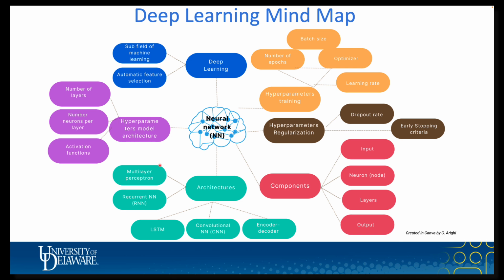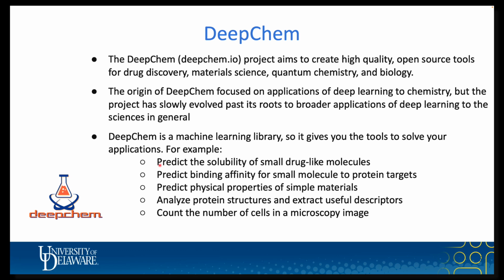This mind map summarizes key deep learning concepts and architectures, from multi-layer perceptrons to transformers, and helps reinforce their interconnections. This last slide shows DeepChem, which provides tools for applying deep learning in the sciences, especially chemistry and biology. With it, you can predict molecule properties, analyze protein structures, and more. Originally, it was focused on chemistry, but then the project slowly evolved past its roots to broader applications. So these are some of the applications, and we might use this in the exercises and tutorials.